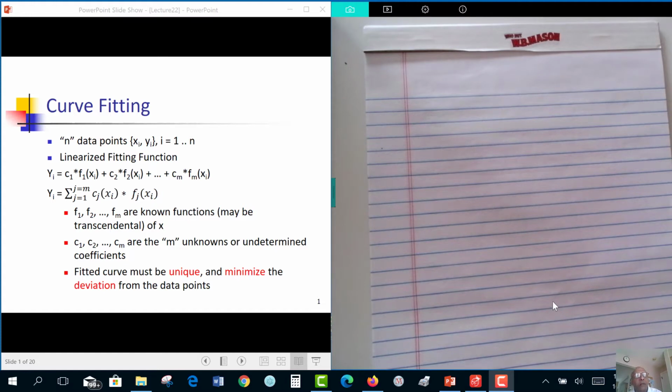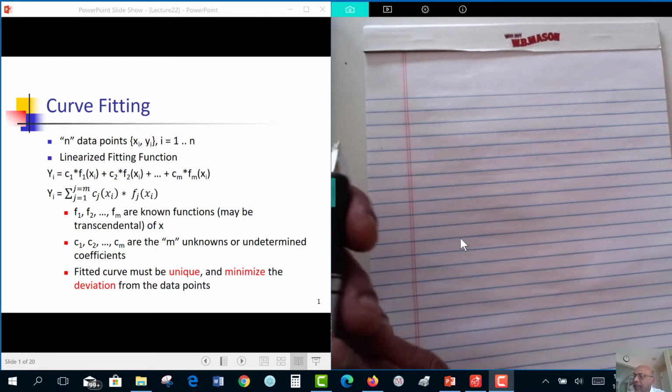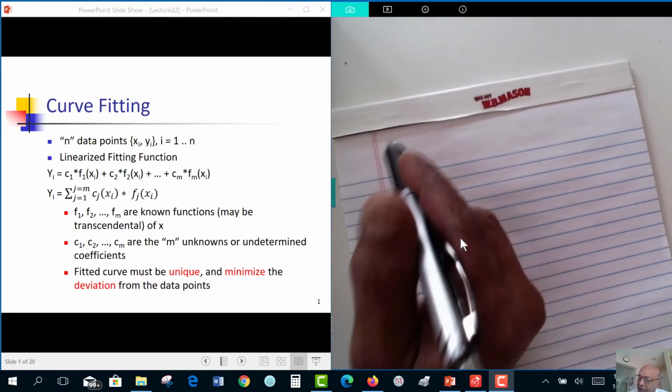We are in week number 8. Last week, we started talking about curve fitting. So let's take a look at curve fitting.